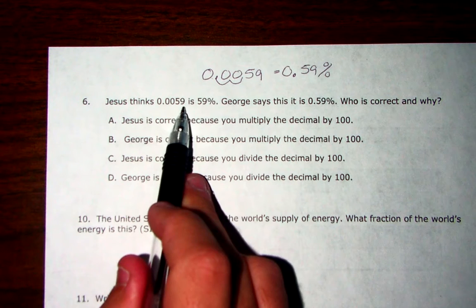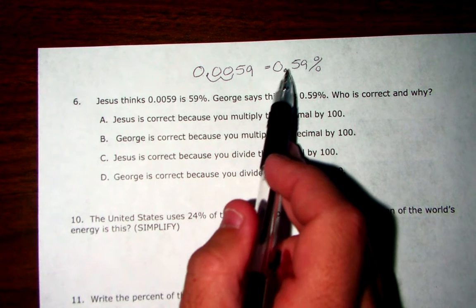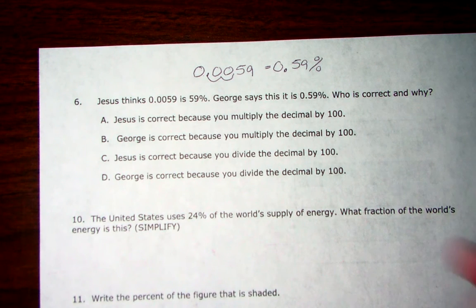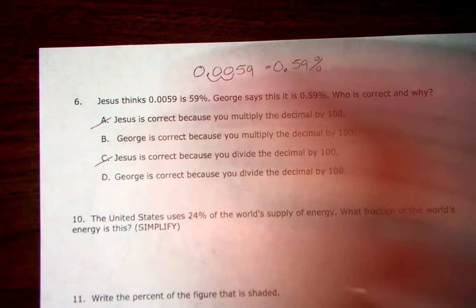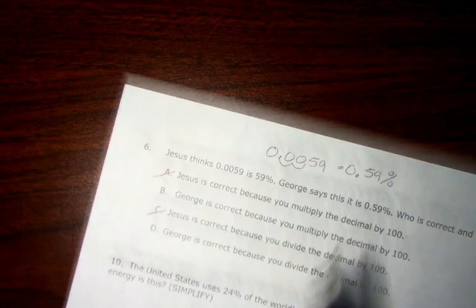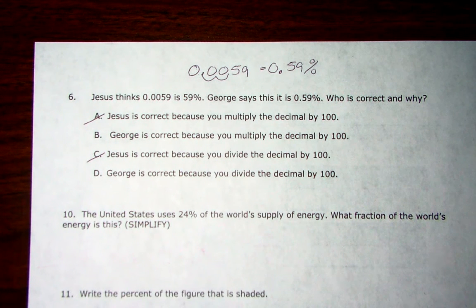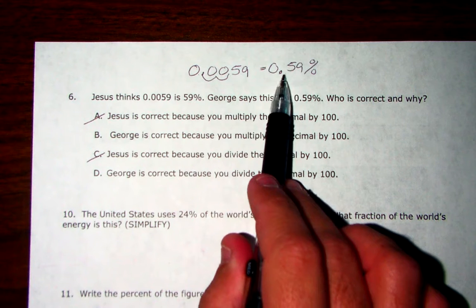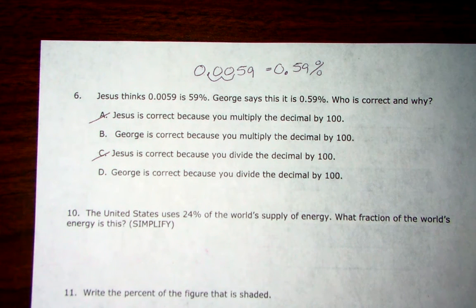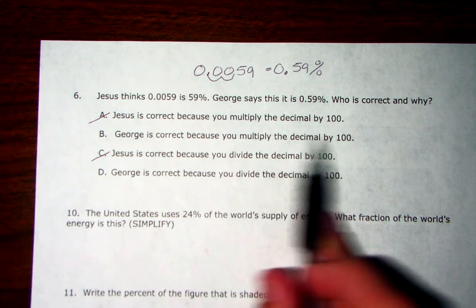Well, Jesus is wrong. He says it's just 59%. George says that it is 0.59. That's what we got here. So George is right. Knowing that Jesus is wrong, you can eliminate A and C. Now let's look at our wording here. I haven't really gone over this. But guys, if you want to go from a decimal to a percent, you take your decimal and you multiply by 100. Okay, so the answer here would be George is correct because you multiply the decimal by 100.